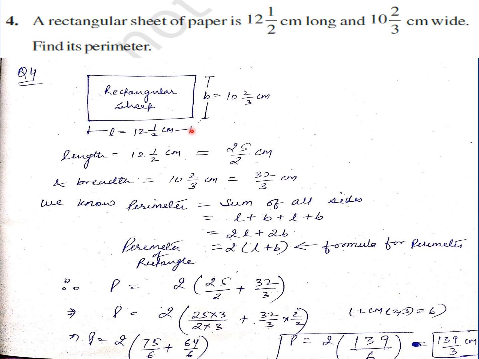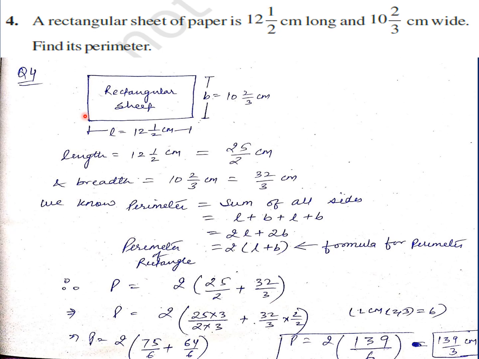Suppose this is a rectangle. The perimeter of any polygon, whether it is a rectangle, triangle, pentagon, whatever figure you take, is simply the sum of all sides. So you may say, if I add this side plus this side plus this side plus this side, I will get what is known as the perimeter.